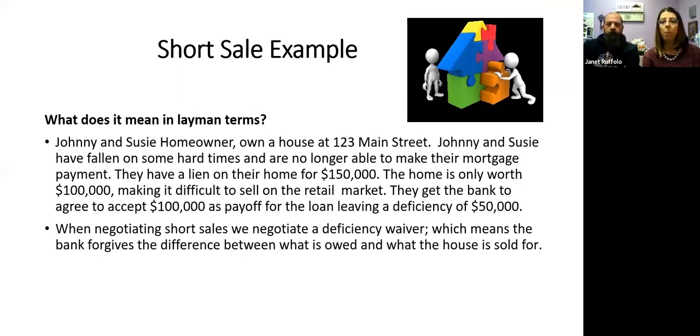What we would try to do in a short sale is get the bank to agree to accept $100,000 as a payoff, actually to release that loan, leaving a deficiency of $50,000. When negotiating a short sale, we negotiate the deficiency waiver, and that means that the bank forgives them the difference between what is owed and what the house is sold for.